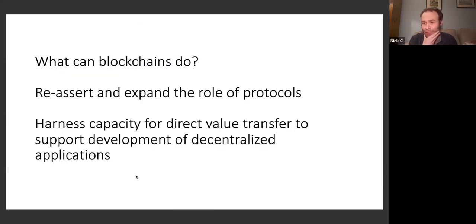Now, what can blockchains do in this context? On my account, they can reassert and expand the role of protocols. They can also harness the capacity for direct value transfer, i.e. the sort of stuff that Bitcoin is meant to be doing, to support developments of decentralized applications. So let me explain a little bit about how that works.